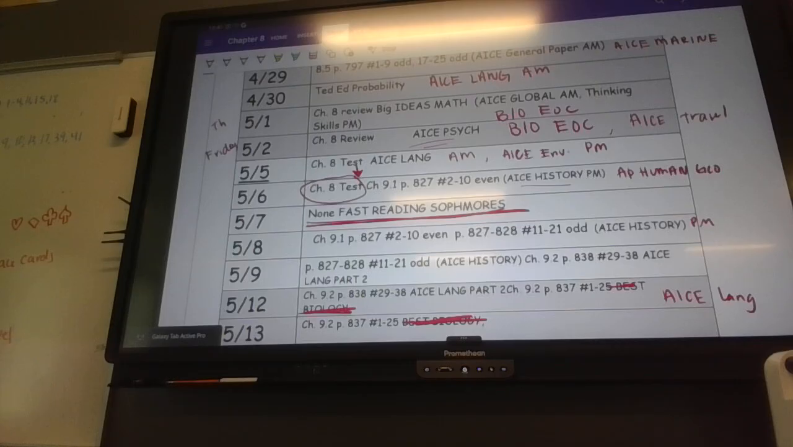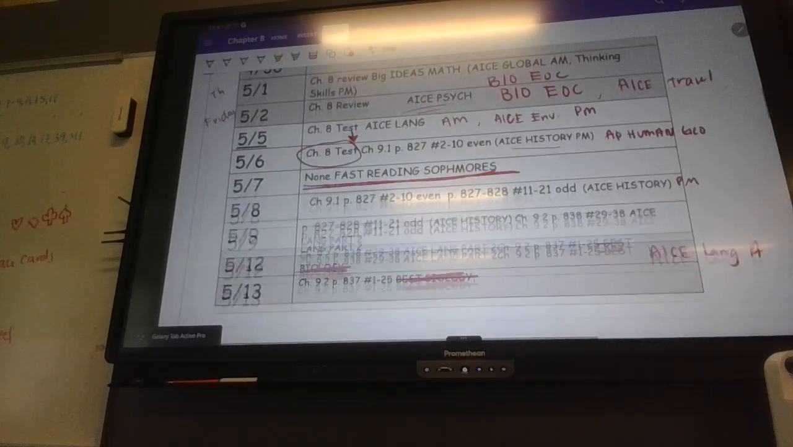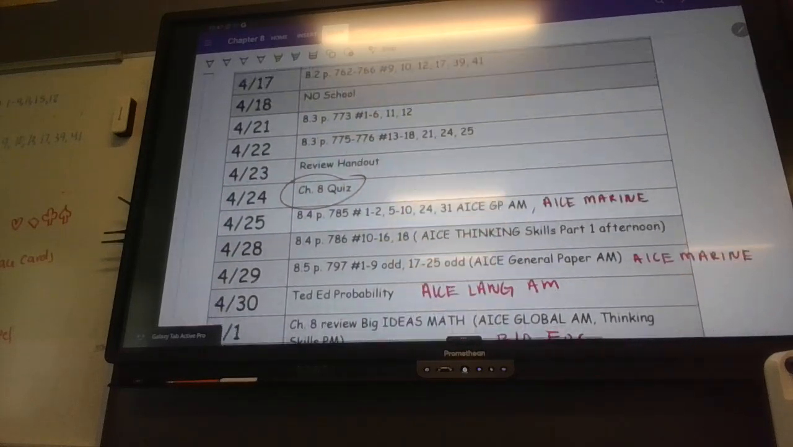The 12th? Sophomores are in A, and then the juniors and seniors, you go into A, depending if you had general paper questions. So this one. Okay. Long story short, I am aware.